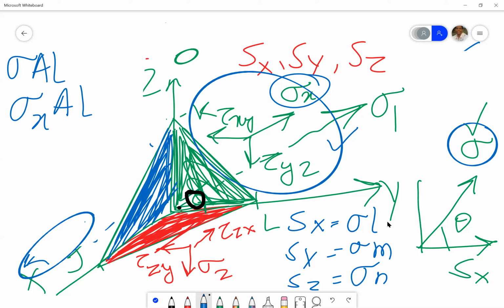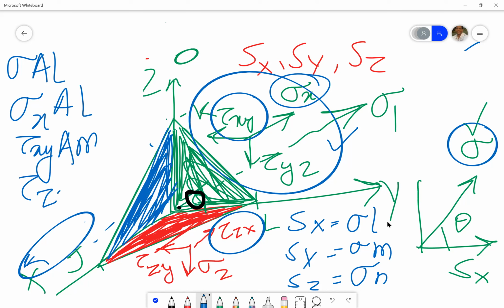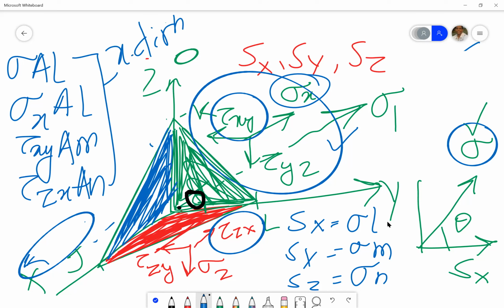Then what are the other stresses in x direction? There is a tau xy and another is tau zx. See this. If you are calculating the forces due to the shear stresses tau xy and tau zx, then simply you can write tau xy, area is A, the cosine component is M. Similarly, tau zx A N. So these are the total number of forces in x direction.